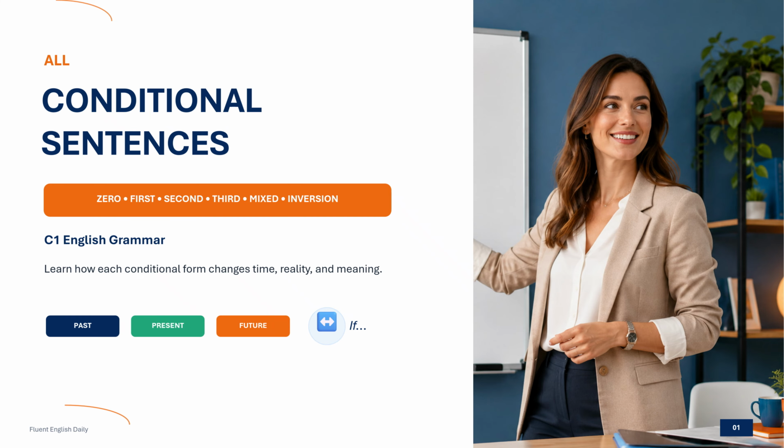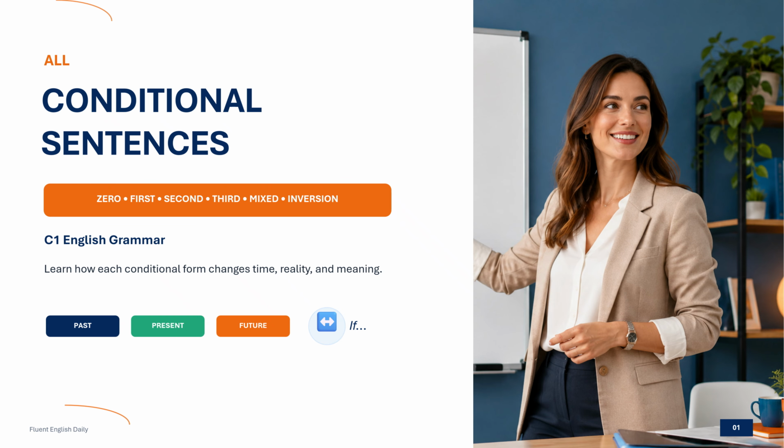In today's C1 English grammar lesson, we are going to explore all the major types of conditional sentences. We will study the zero, first, second, and third conditionals, as well as mixed and inverted conditionals. Conditional sentences help us connect a condition with its possible, imaginary, or expected result.